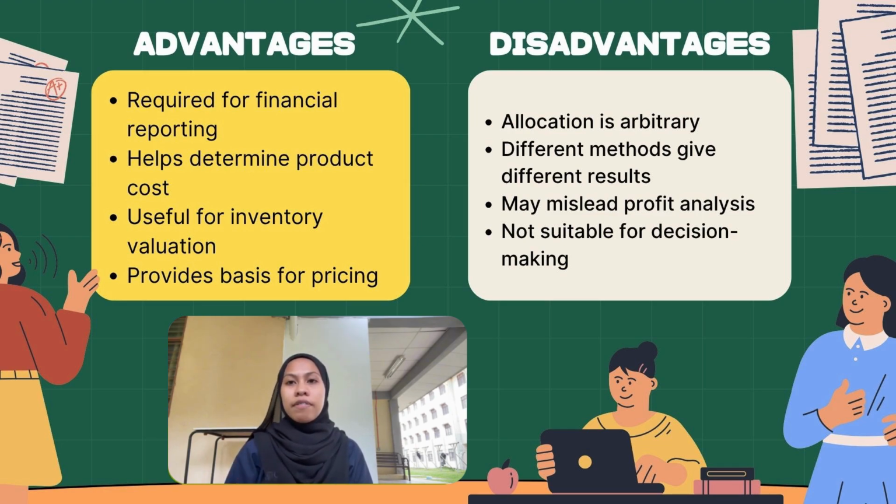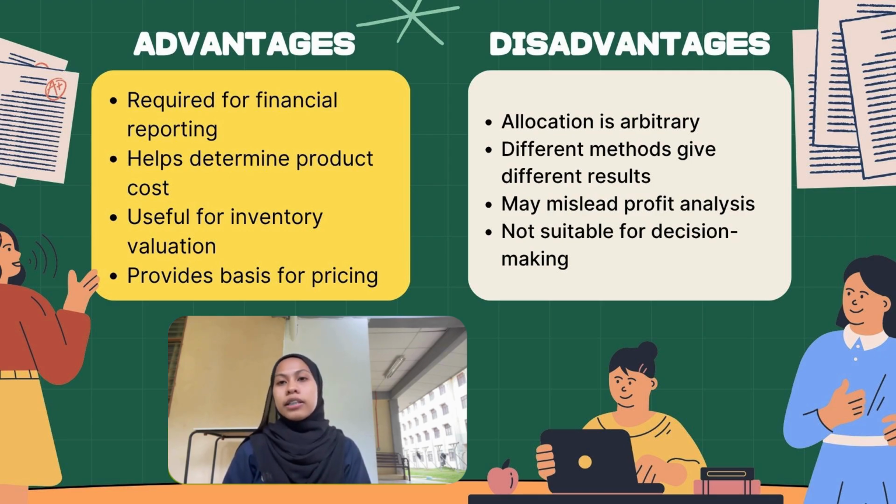The second disadvantage is that different methods give different results. For example, physical method, market value method, NRV method. Each method can produce different product costs and different profit values. This creates a problem because the choice of method can affect how profitable a product appears. So sometimes, the result may not reflect the real situation.